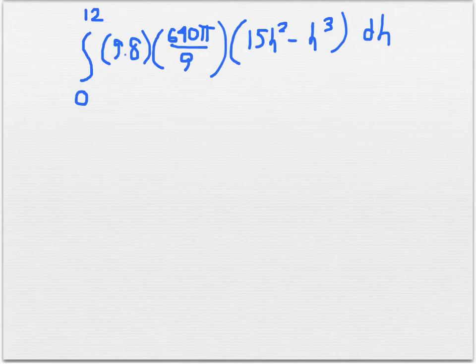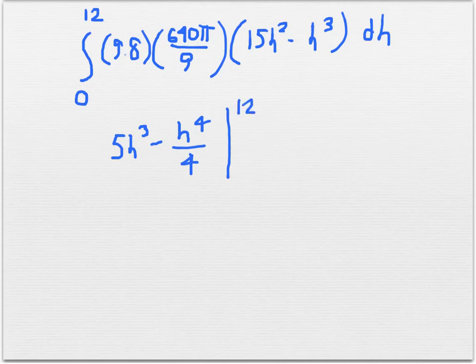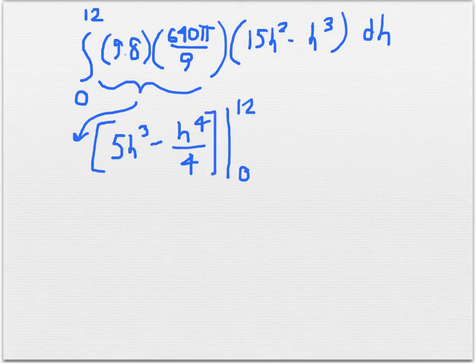All right, now I'm back. And I'm going to try to wrap this up because this is getting a little bit long. But again, remember all this stuff here is going to be a constant, so I can pull that out in front. Really, I just need to integrate this part right here. So I think you can see that this is going to be 5h to the third minus h to the fourth over 4. I want to evaluate that from 0 to 12. And then I'm going to have to multiply it by all this stuff right here, in front of all that.